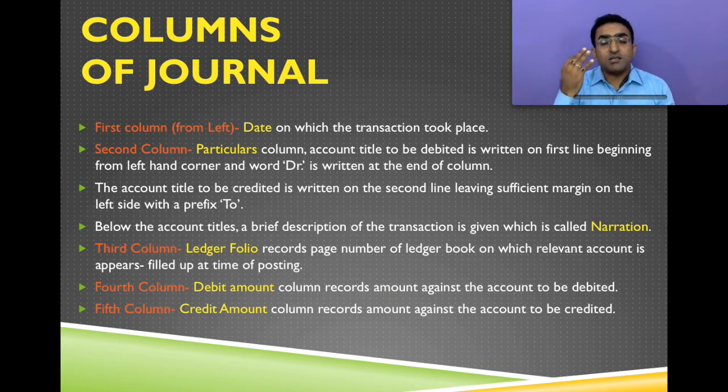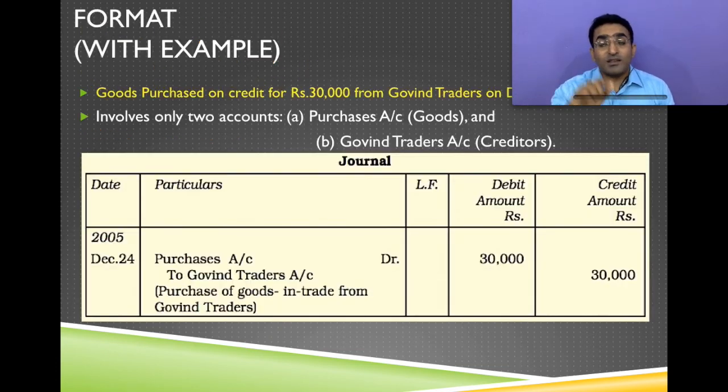Then third column is the ledger folio column. ledger में किस पेज पे वो एंट्री लिखी है, reference के लिए, that is important. Then debit amount column, credit amount column, and that's what the journal looks like. Date, particulars, ledger folio, debit amount and credit amount. Just for one example is given here. Goods purchased on credit for 30,000 from Govind Traders.